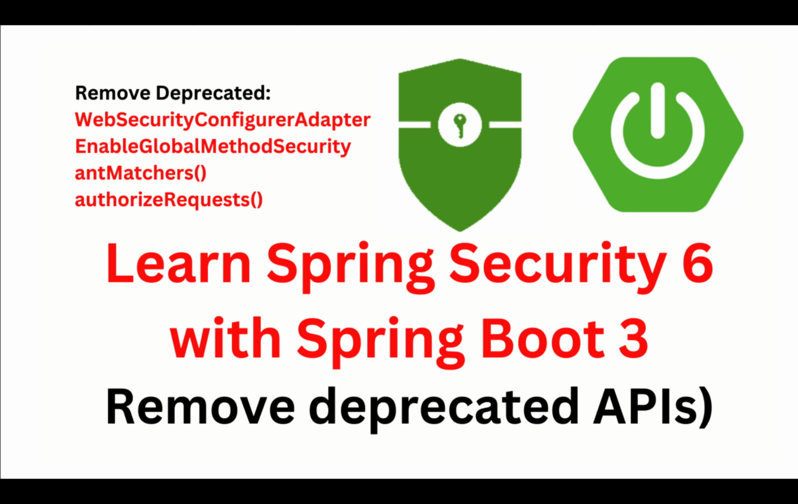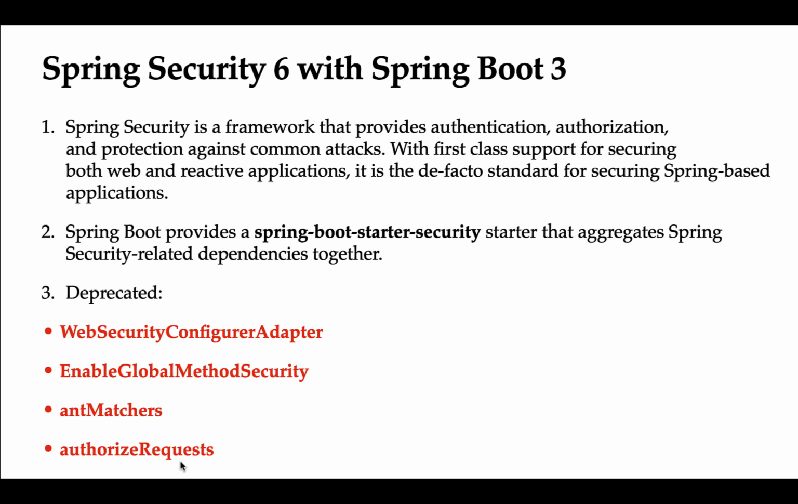latest API that is provided by Spring Security in a Spring Boot 3 application, because Spring Security deprecated a lot of APIs and classes. Alright, and here I have listed the popular ones like Spring Security deprecated WebSecurityConfigurerAdapter, EnableGlobalMethodSecurity annotation, antMatchers, and authorizeRequests. So these are the popular APIs and classes that Spring Security has deprecated in the latest version. So in this video I am going to show you how to replace these deprecated APIs and classes and how effectively you can use Spring Security 6 in a Spring Boot 3 application.